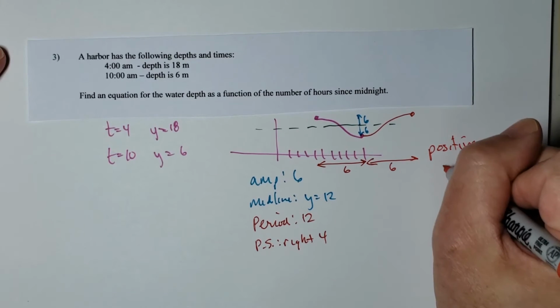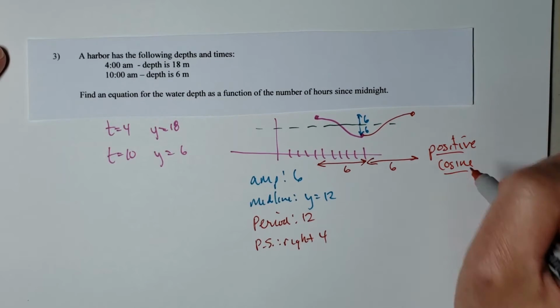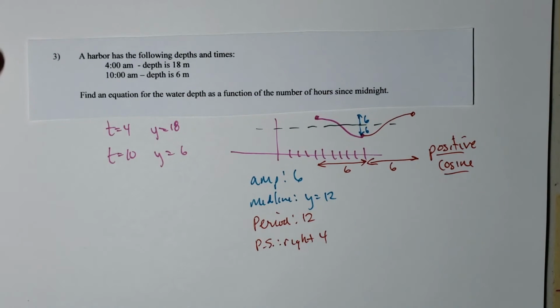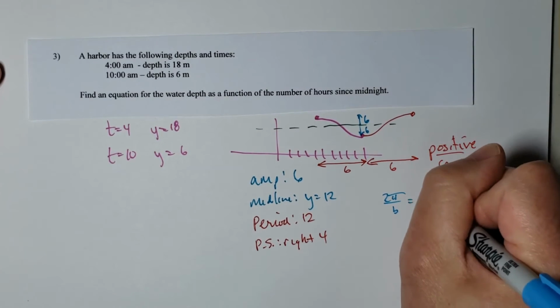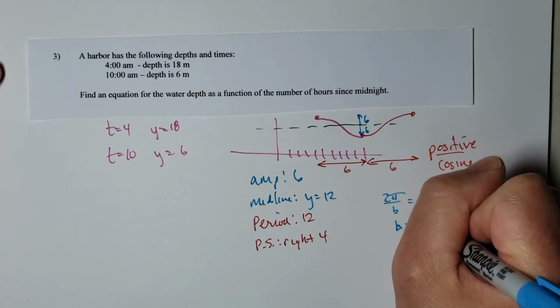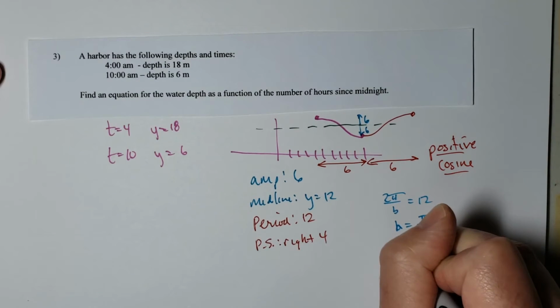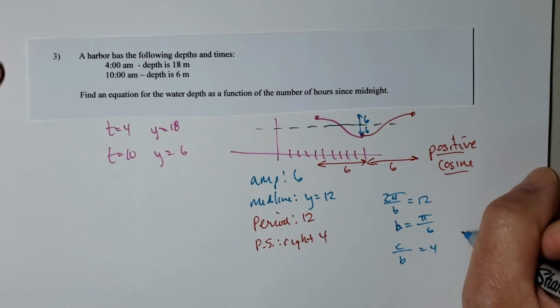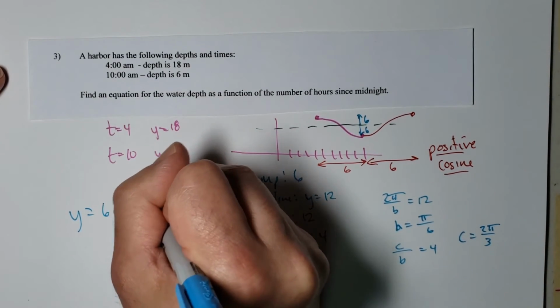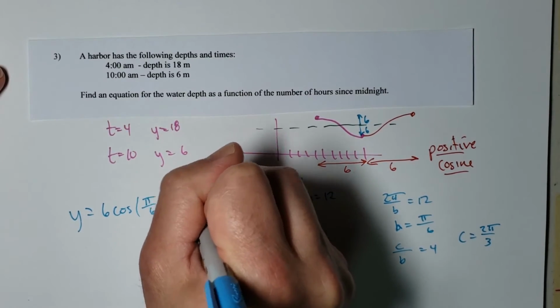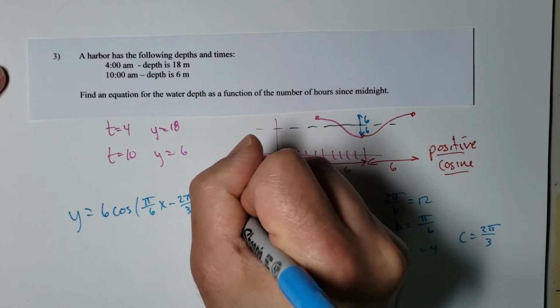It might be useful on the test to write down which kind of function it is, so that when you go to write it, you know it should be a positive cosine. All right, 2 pi over b equals 12, so b equals pi over 6. C over b equals 4, which means c equals 2 pi over 3. And so we get y equals a positive cosine with an amplitude of 6, pi over 6 x minus 2 pi over 3. It's minus because it's moved to the right. Plus 12.